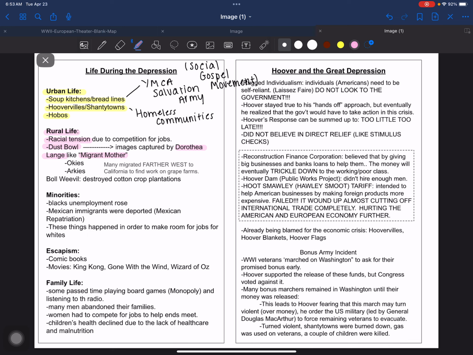And speaking of migration, the ones leaving Oklahoma and Arkansas, we have Okies and Arkies. And you have to know, this is a migration pattern that we see from the Midwest. And you got to know, well, where are they going? And I want you to go ahead and highlight right here. Many of them are going to go farther west to places like California.